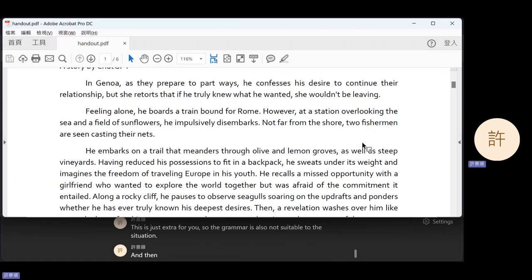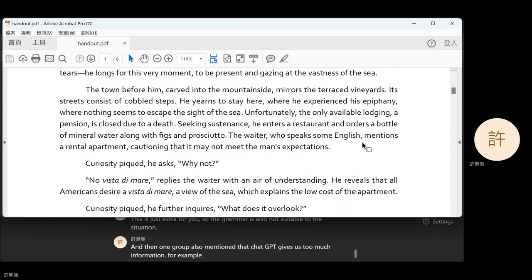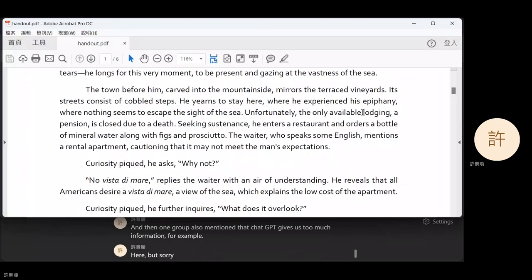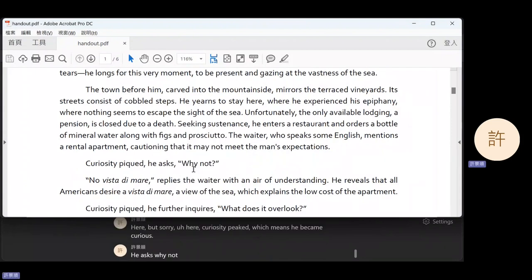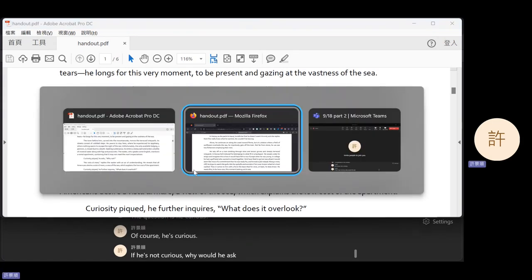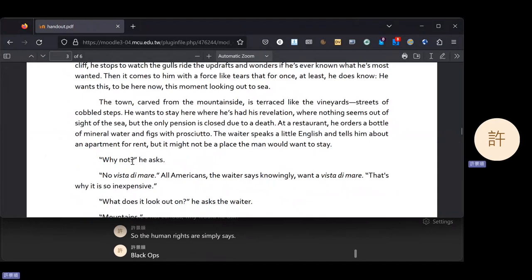And then one group also mentioned that ChatGPT gives us too much information. For example, here, curiosity peaked, which means he became curious. He asks, why not? Here's the thing. He asks the question, is he curious? Of course he's curious. If he's not curious, why would he ask? So the human writer simply says, why not? It's too much information. The reader already knows. You don't have to repeat.